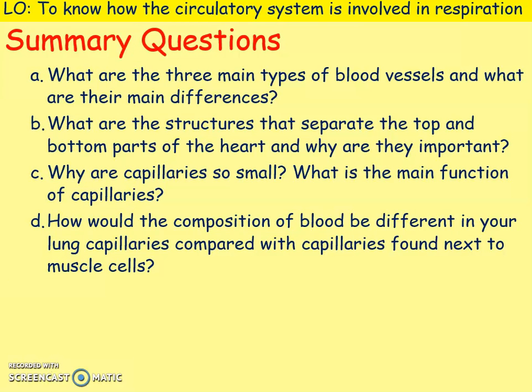By the end of this session, hopefully you'll be able to answer these summary questions. You're looking for the three main types of blood vessel and what the main differences between them are. The structures that separate the top and bottom parts of the heart and why they're really important. Why are capillaries so small and what are their main functions? And what will blood be like in your lung capillaries compared with those found next to muscle cells?